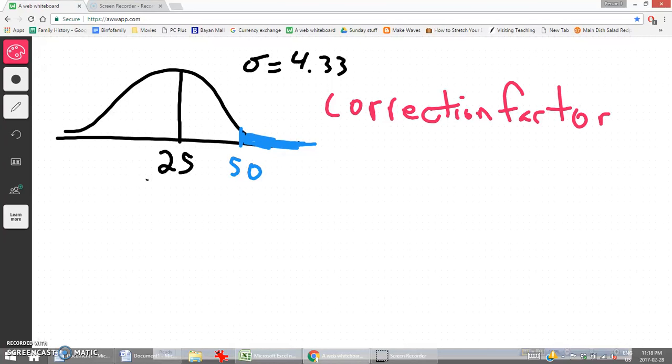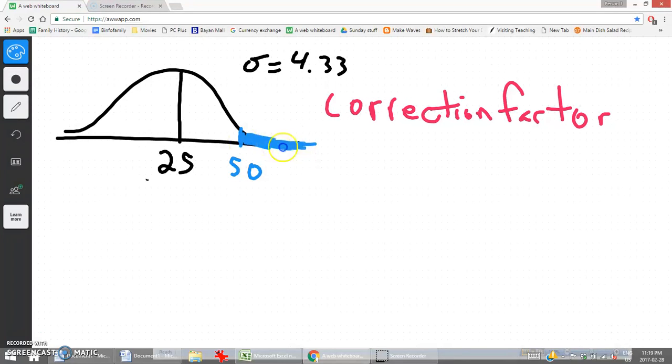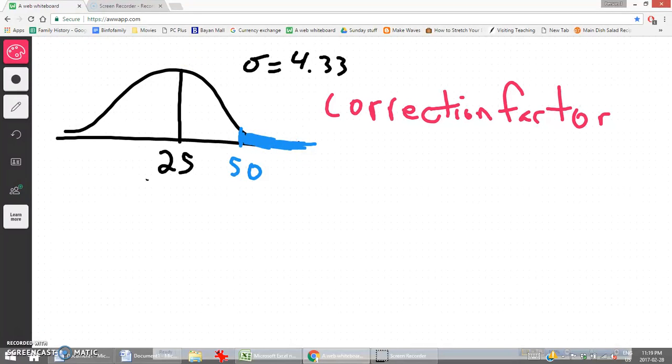What we do to apply this correction factor is this area that we have shaded in, this area right in here that we have shaded in blue, we have to increase the size of that area. Depending on what side of the distribution you're on, it's going to make a little difference. So we're just going to add a little bit of area to that shaded in blue area. Once again, we're always adding area.